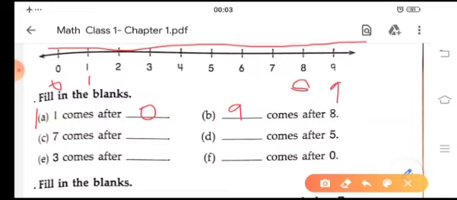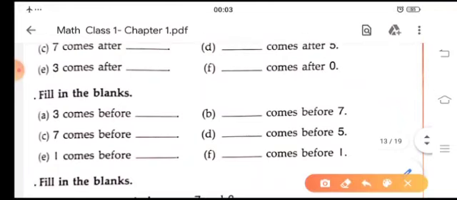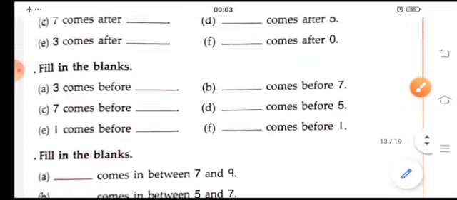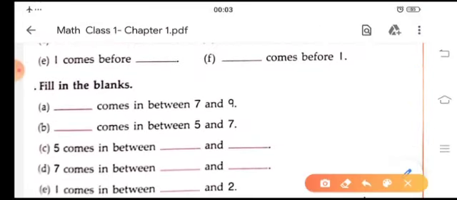Okay, children. And let's move to another example. 3 comes before 4. That means before 4, 3 is there. Then the blank comes before 7. So what comes before 7 is 6. Okay. Let's move to the other one. Write the number which comes in between 7 and 9. So which number comes in between 7 and 9? 8.